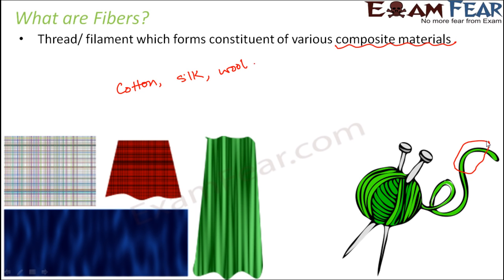So those fibers are together woven to form the fabric, and the fabric is wool. And this wool can be used to make a lot of woolen stuff like sweaters, caps, gloves, and so many other things. So this is fiber.